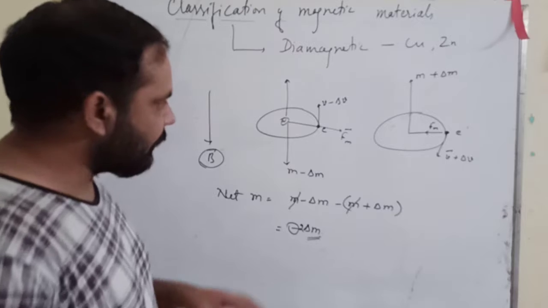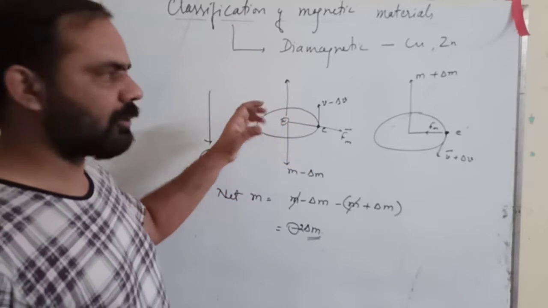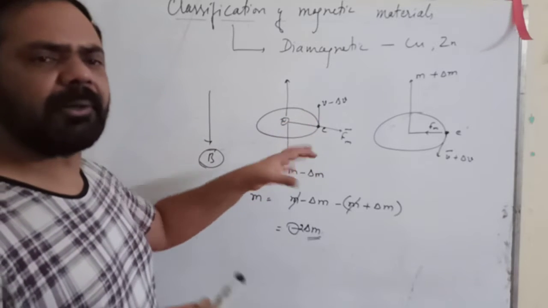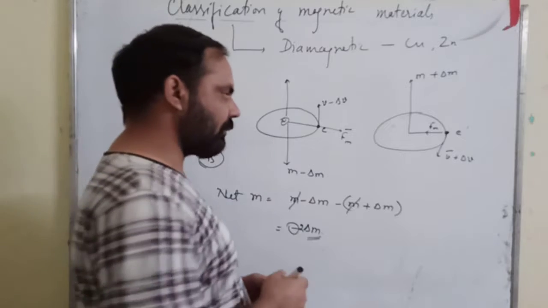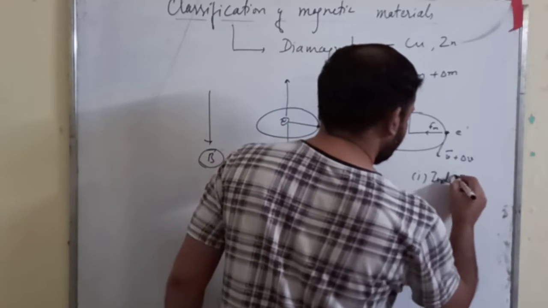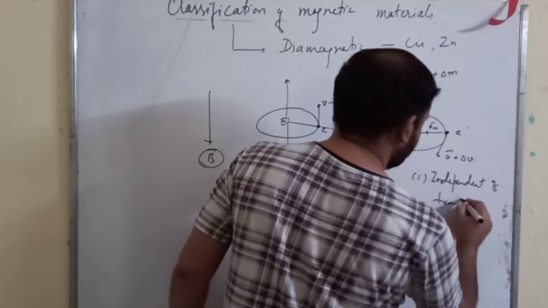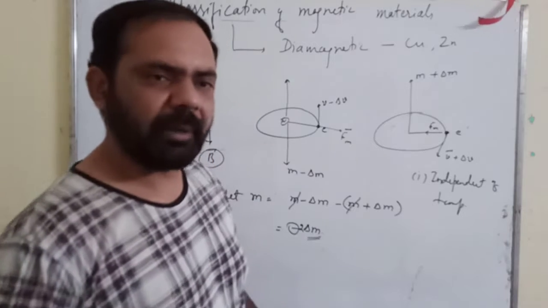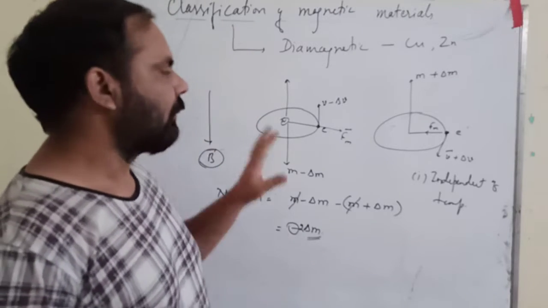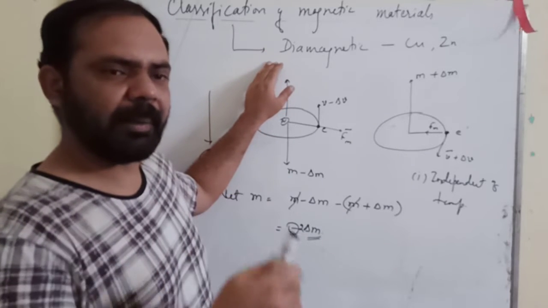Now, since it is about the revolution of electrons around the nucleus, a simple fact is that it is independent of temperature. There is no effect of temperature on diamagnetic property, right? So what is the definition of diamagnetic materials? That they feebly get magnetized.